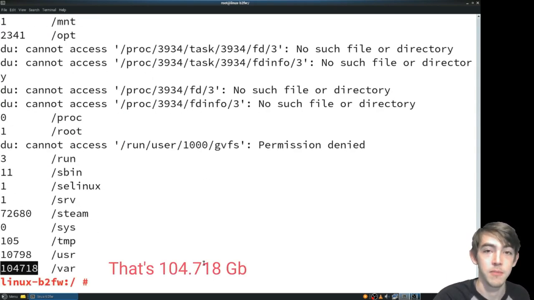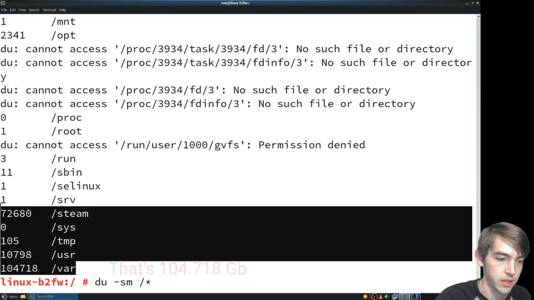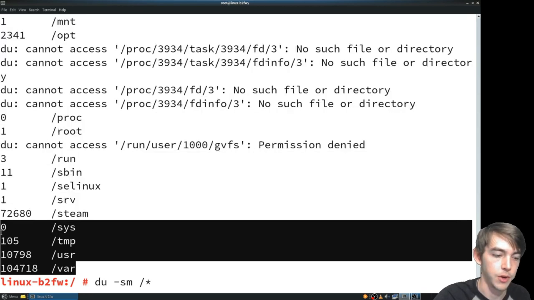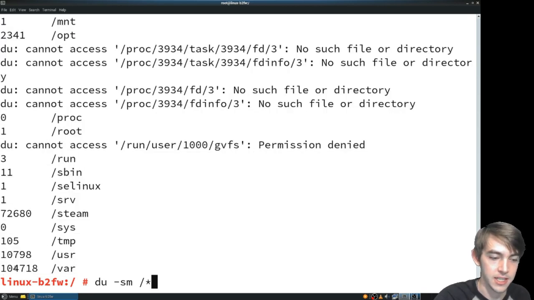Okay, so here we have megabytes. But this is still really ugly output. I mean, you can probably muddle through this and figure out just based on this data here that var is pretty big and it shouldn't be.